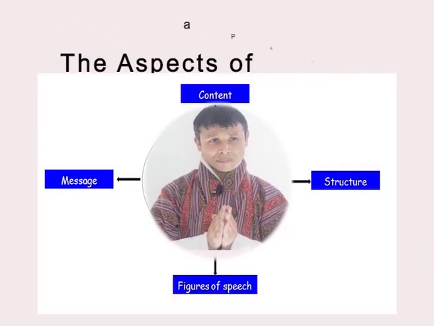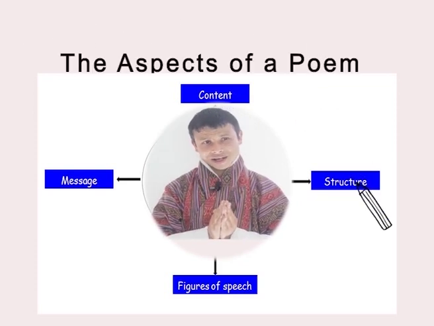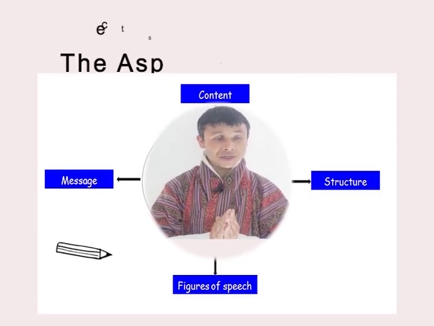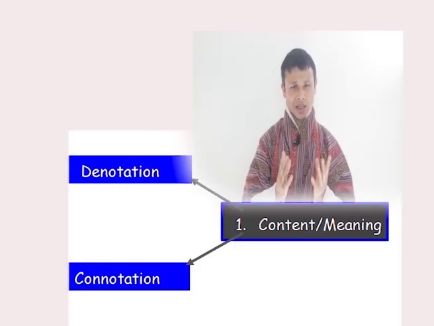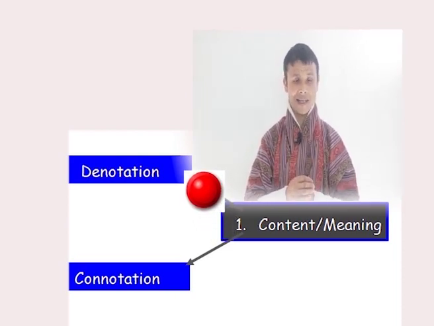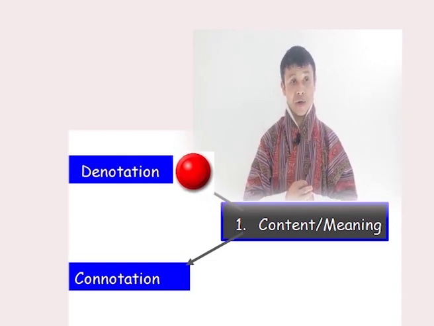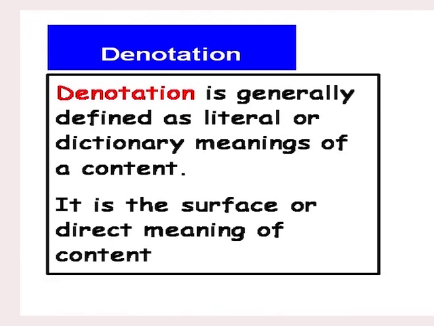Now, dear children, dear learners, let us get into the aspects of a poem. The first one is the content, the second one is the structure, third one is figures of speech, and the fourth one is the message. Now let us get into the content or the meaning. When we look at content or the meaning, we should look at two important ideas or concepts: denotation and connotation. Let us look at denotation first.